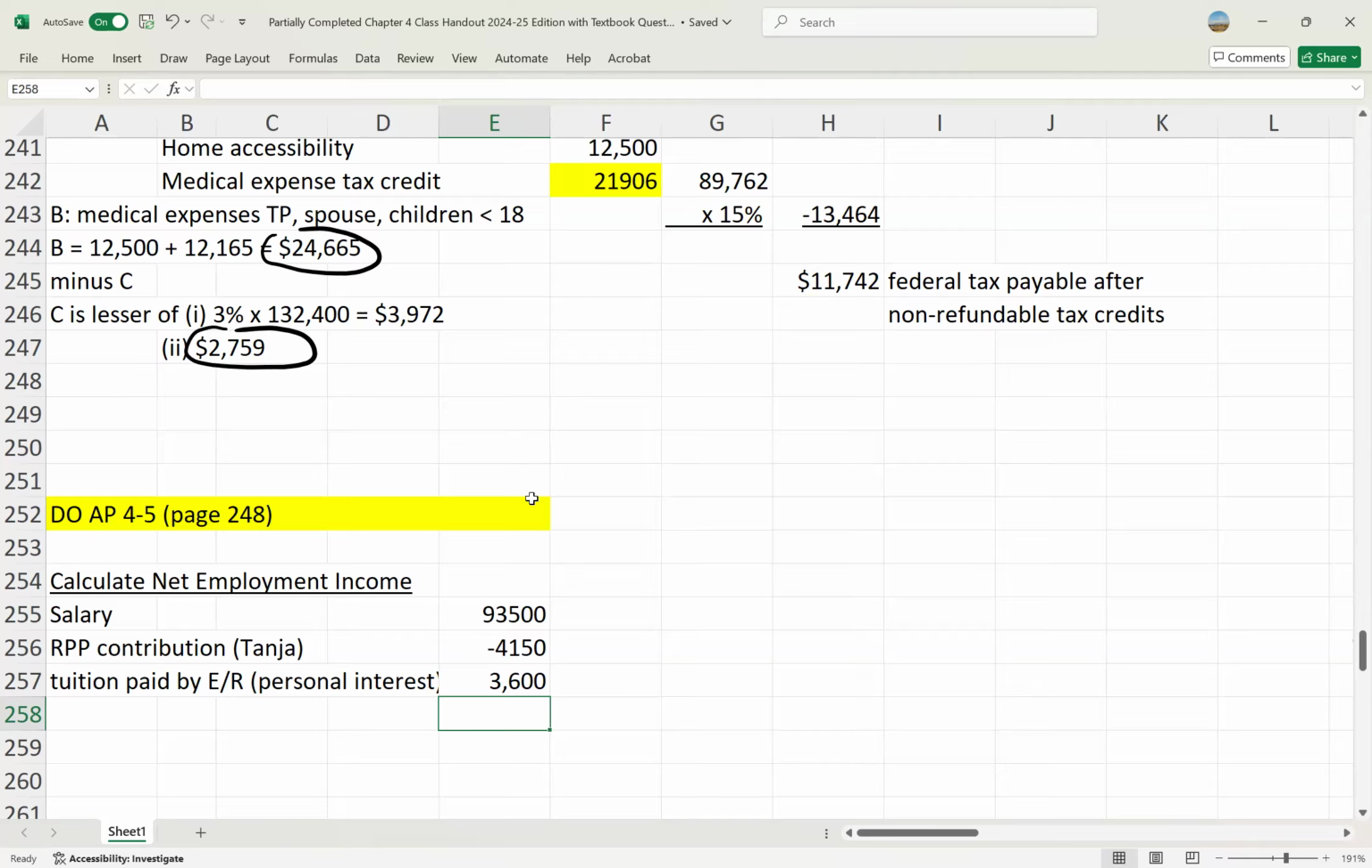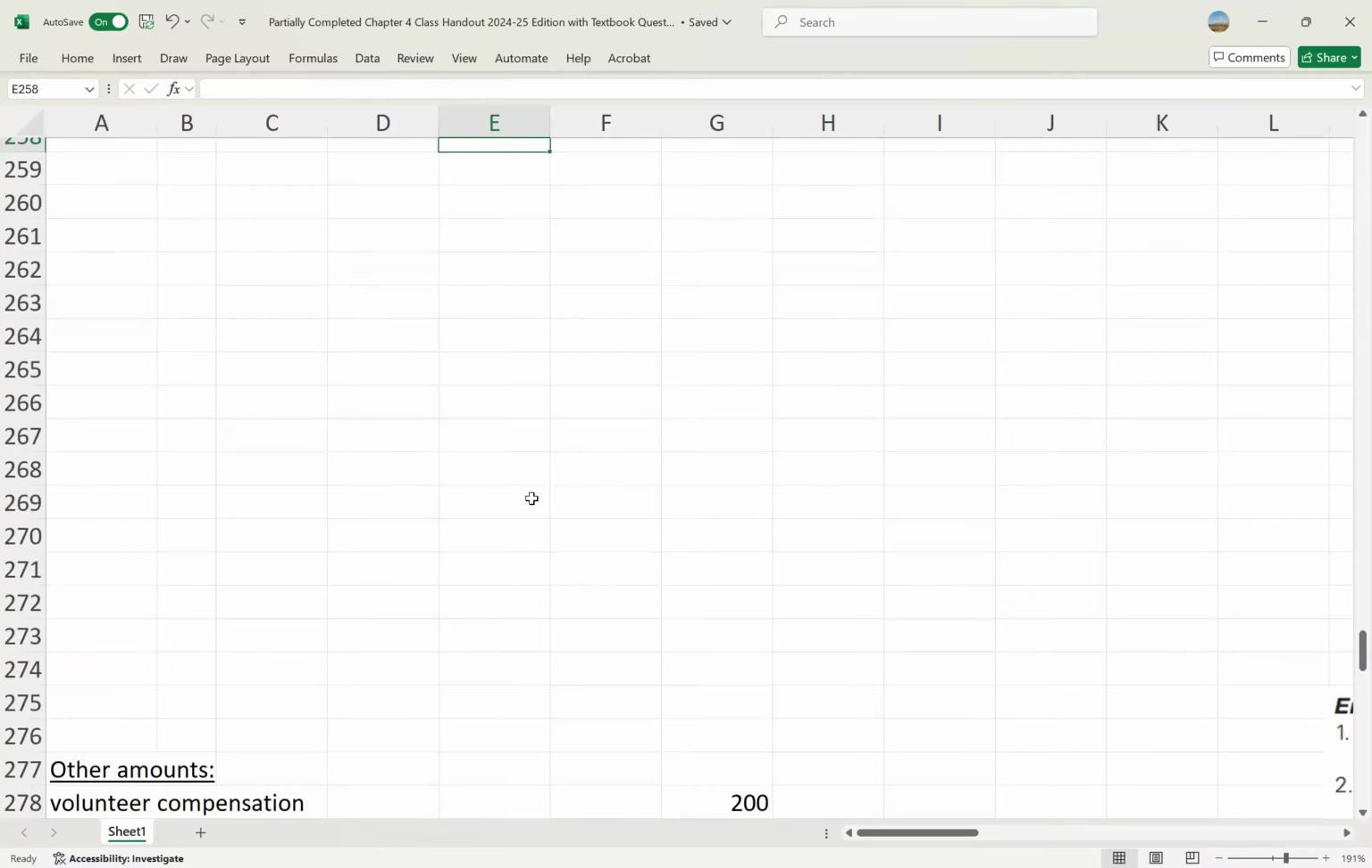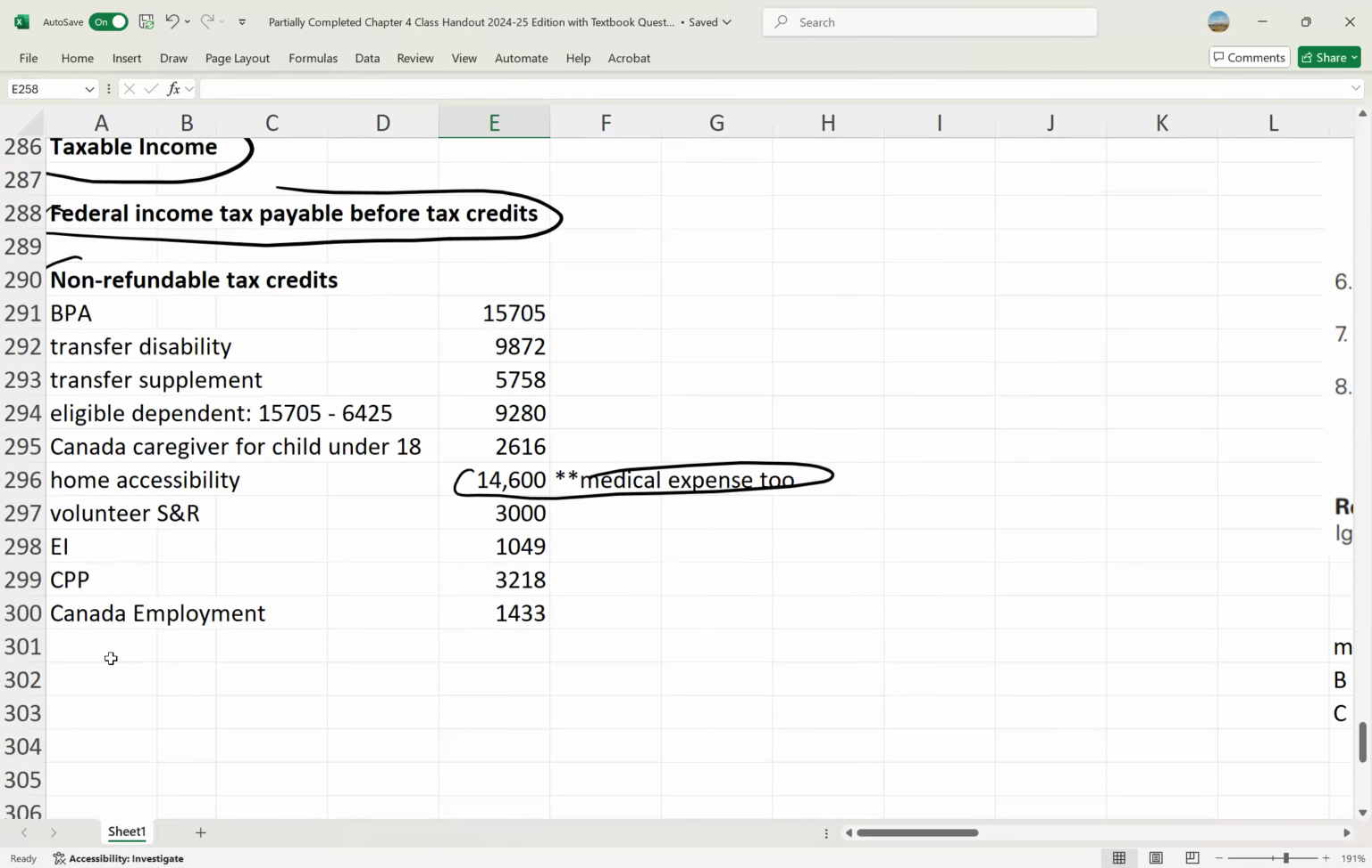If she did not have to include this amount in her employment income, then she could not use it as a tuition tax credit. But because she's included it in her income and she's going to have to pay tax on it, she is able to claim a tax credit related to that tuition. So under the tax credits, we can also add 3,600. Any questions about the tuition?